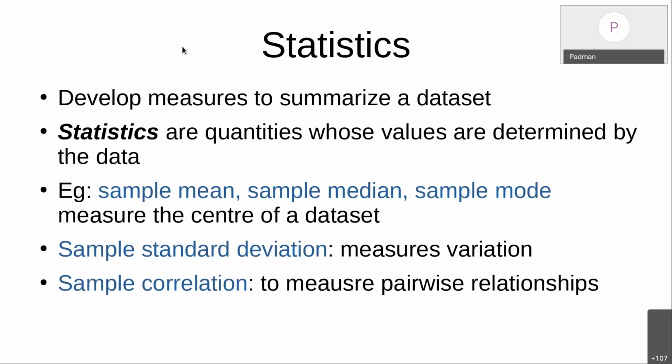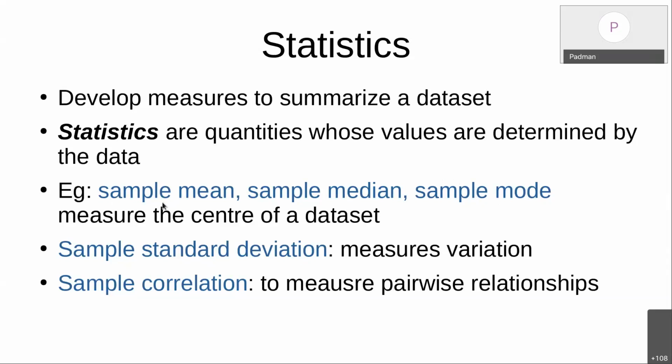I'm not talking about statistics, the science of statistics. I'm talking about the measures of statistics. Statistics can be used to summarize a data set. Statistics are quantities whose values are determined by the data. So if you have some data, you want to compute statistics on that data. Those statistics are, for example, sample mean, sample median, sample mode. They are all statistics. Again, I'm not talking about the science of statistics. I'm talking about the measures called statistics.